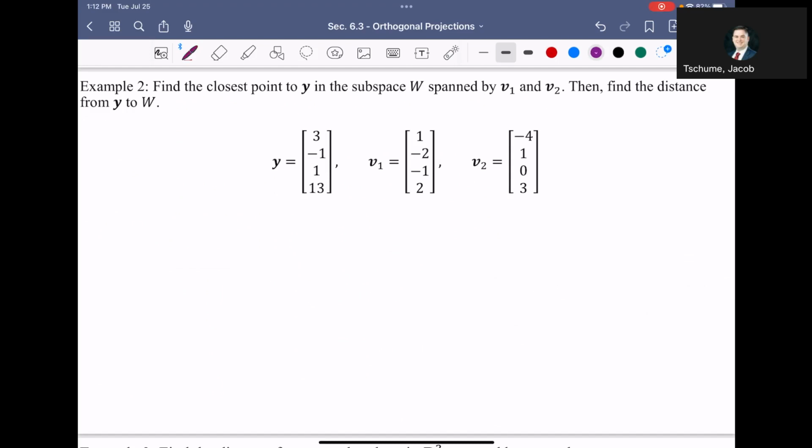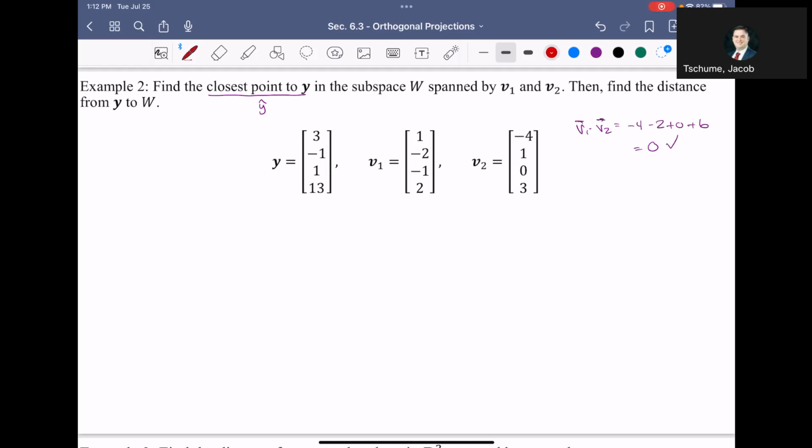All right, so in this case, we have to make sure that we can even do this, because when it says closest point to y, it's asking for y hat. You can't do that unless all the vectors in your span are orthogonal to each other. So over here to the right, I'm going to verify the dot product of V1 and V2. That would be -4 minus 2 plus 0 plus 6, which does come out to 0. So we are good to go.